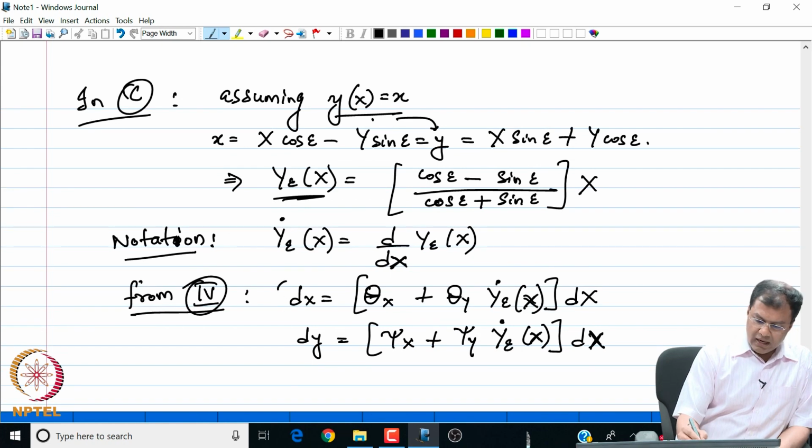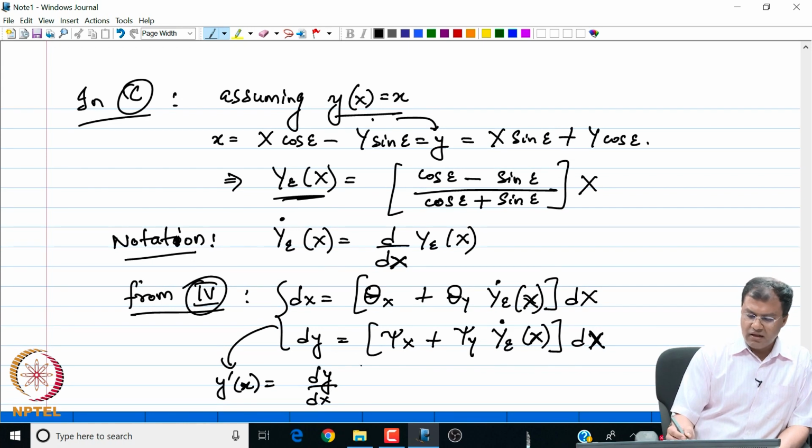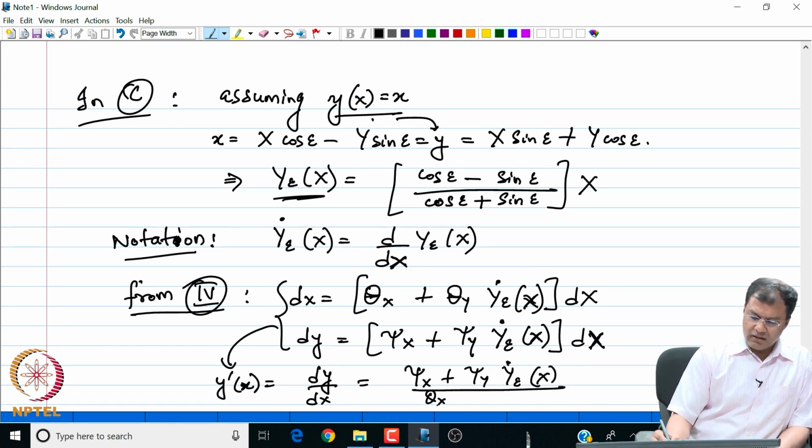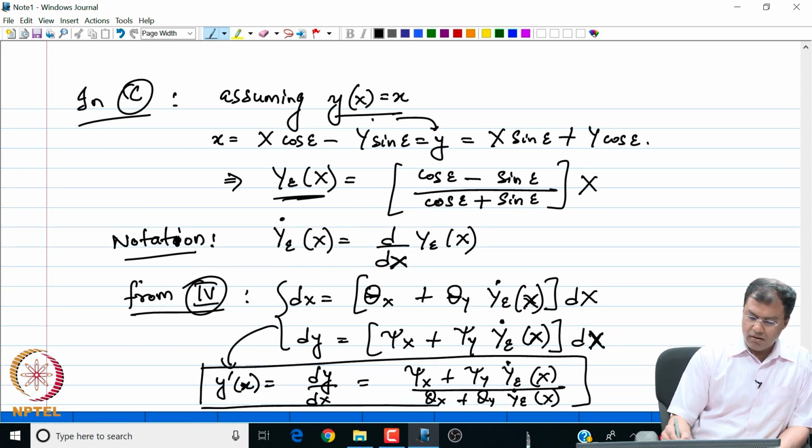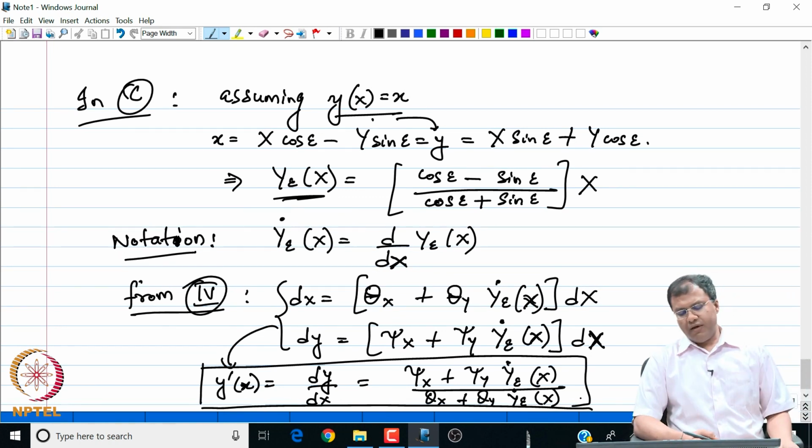So, from here what I see is that y prime of x is dy/dx. We can divide 2 by 1. This expression I see that this is also equal to psi x plus psi y, y epsilon dot of x, divided by theta x plus theta y, y dot of epsilon of x. So, that is what we have for the relation for y prime of x.